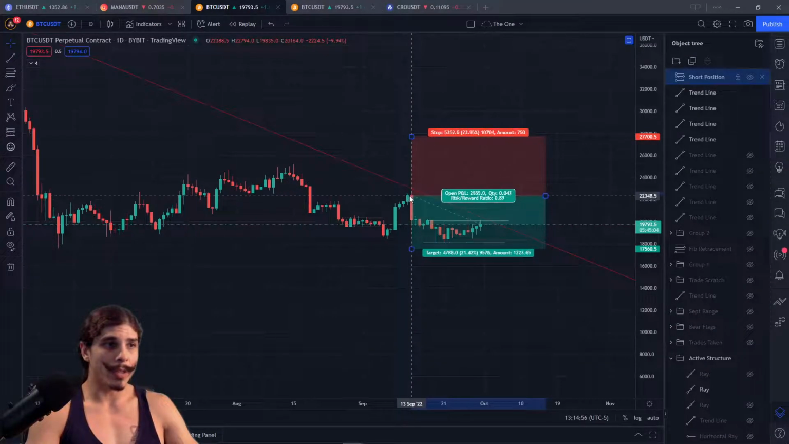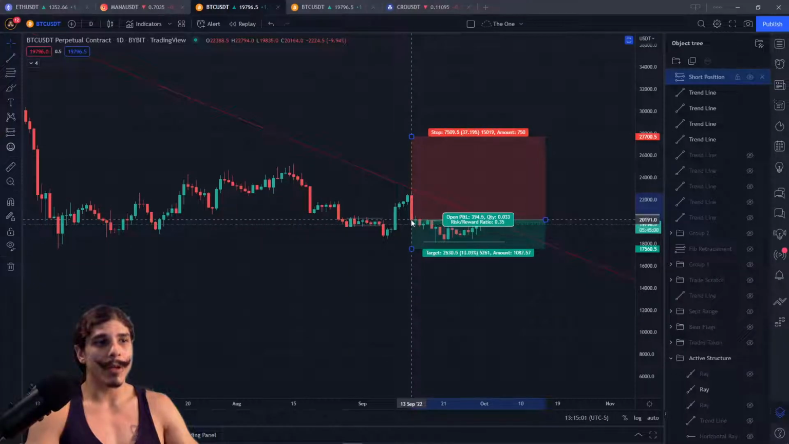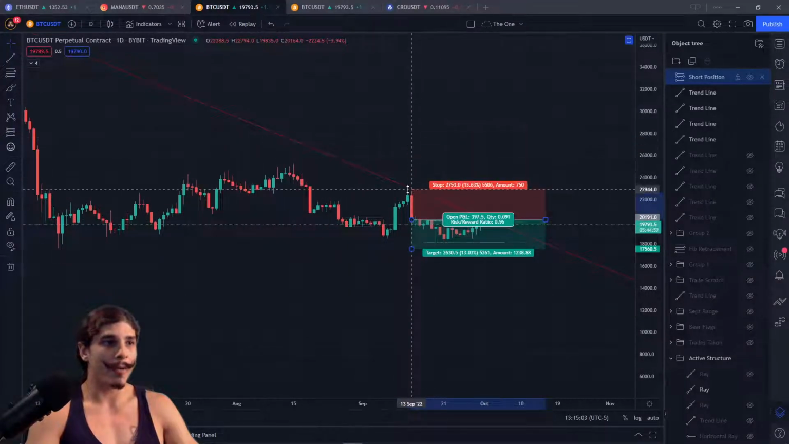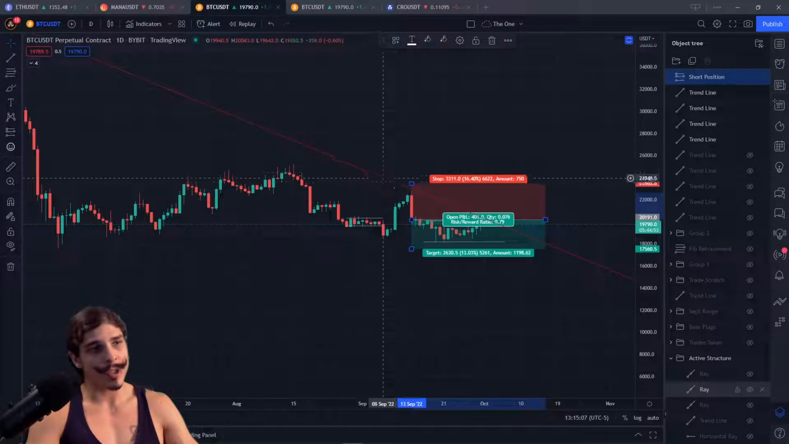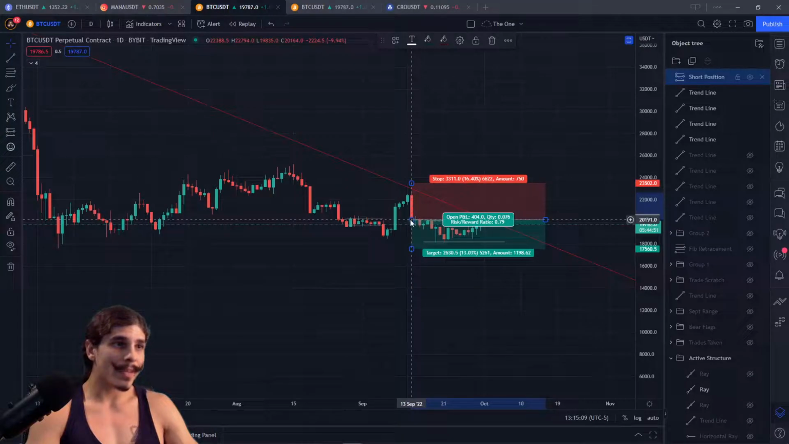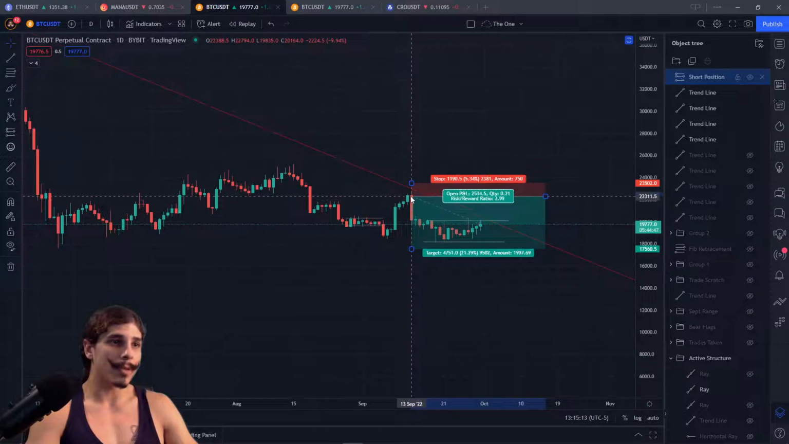For our entry, we want to make it as close to the trend line as possible. We don't really want to wait for that big old candle to close, because look how it could upset your risk to reward ratio. Remember, if your stop loss is just over the trend line, having an entry far away from that trend line can really upset your risk to reward ratio.